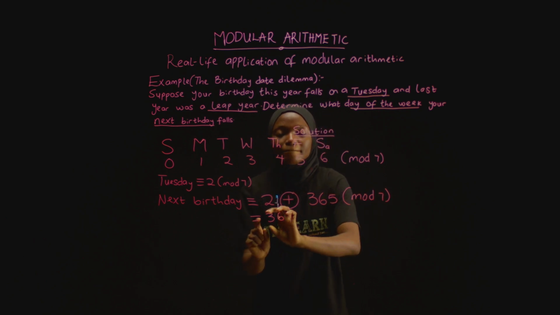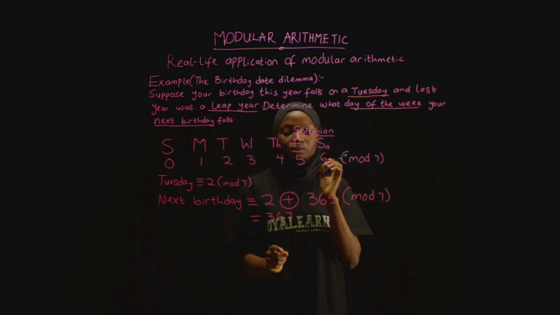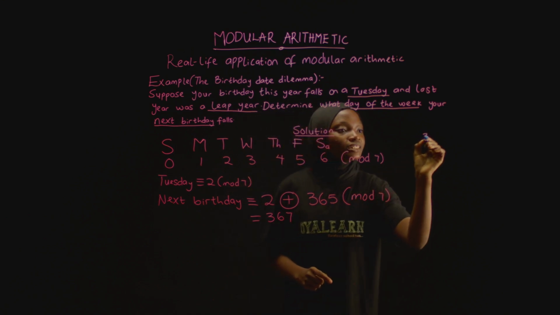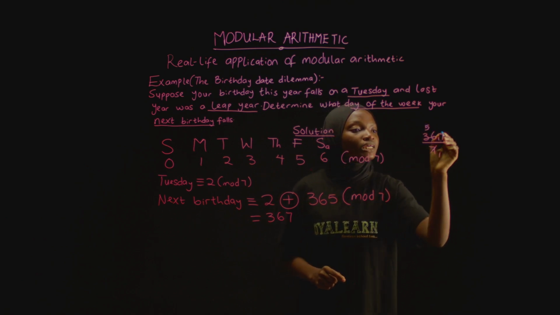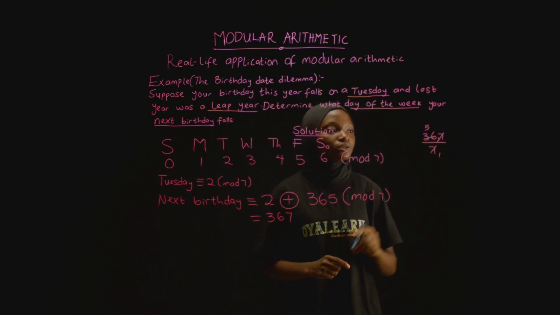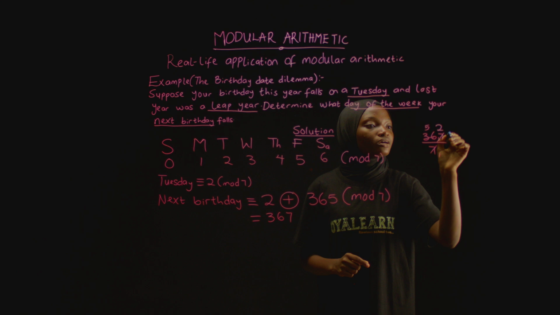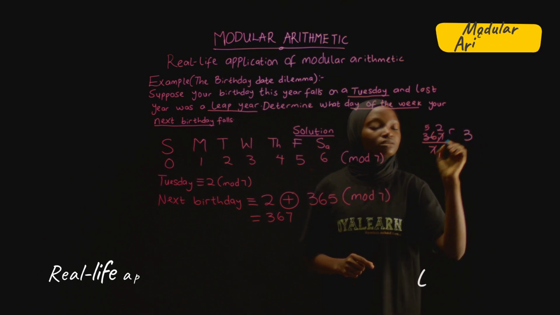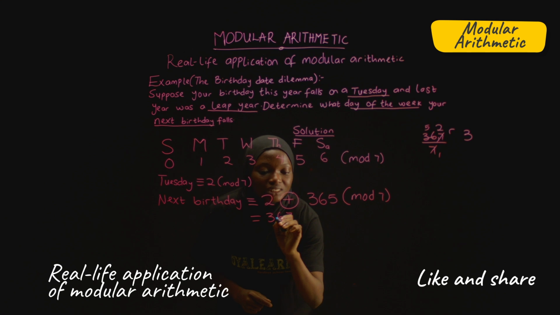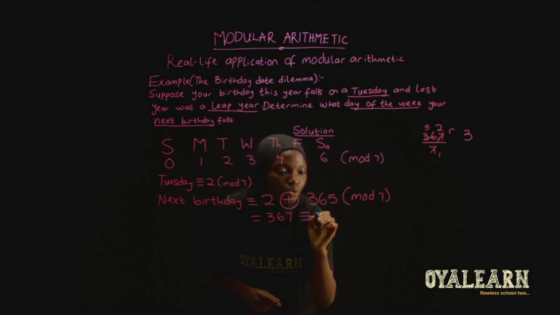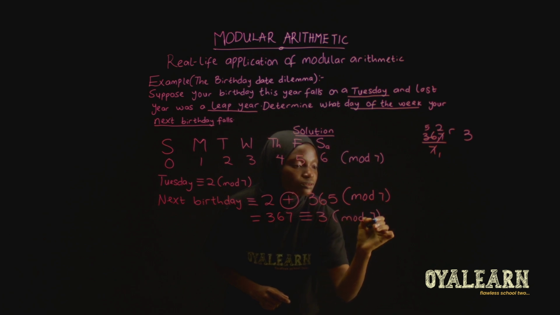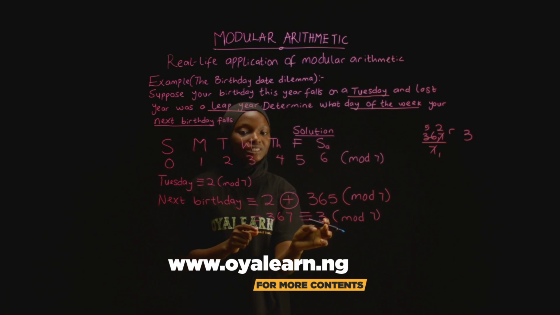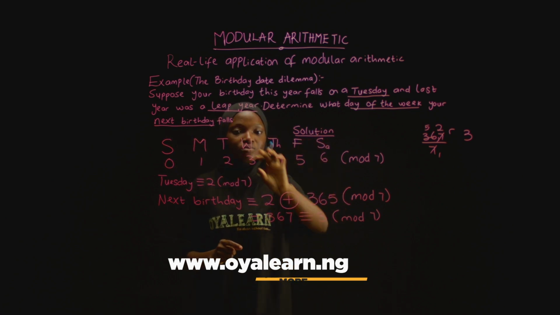And we try to change this number to a number in mode 7. How do we do that? By dividing this by 7 and picking out the remainder. Now when we divide, let's do it at this side. 367 divided by 7. 7 goes in 36 five times, which is 35, remainder 1. 7 goes in 17 two times, which is 14, remainder 3. So that means 367 is equivalent to 3 in mode 7. Now let's make reference to what 3 represents in the days of the week. 3 represents Wednesday.